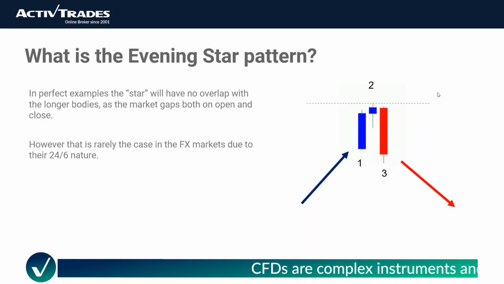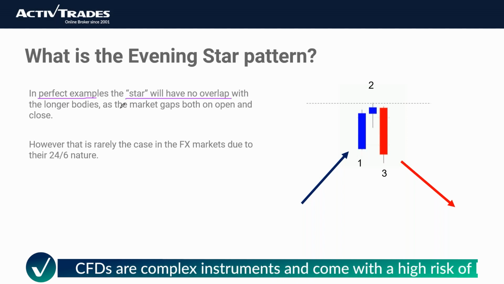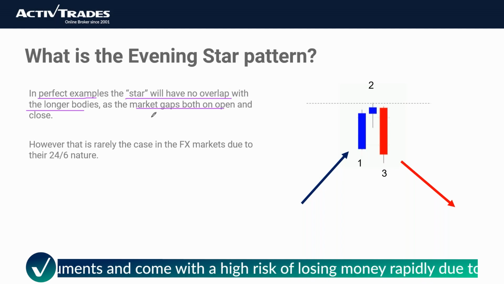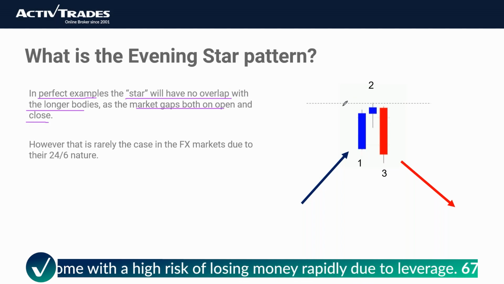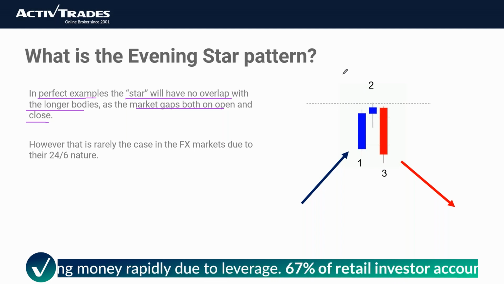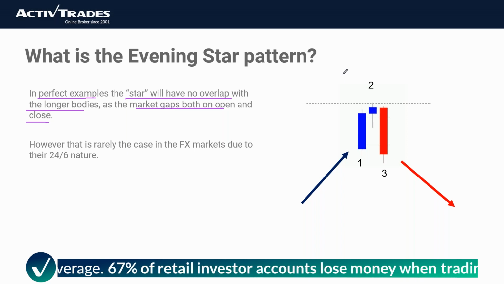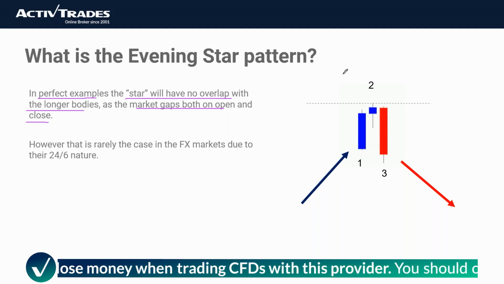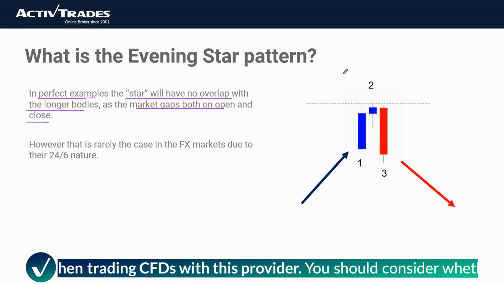So a bit like the morning star, in perfect examples of the evening star, the star will have no overlap with the longer-bodied candles as the market gaps both on the open and the close. And it's the same as we said for the morning star pattern. You are more likely to see that happen in equities markets and commodities markets, where there are very clearly delineated open and close times for those trading exchanges.